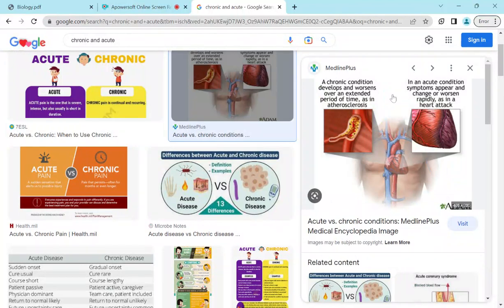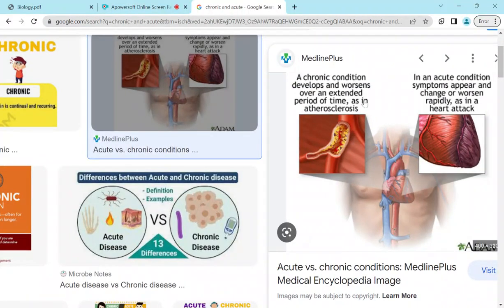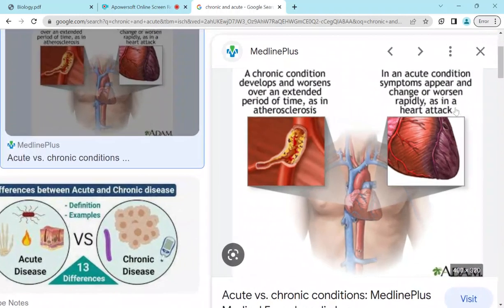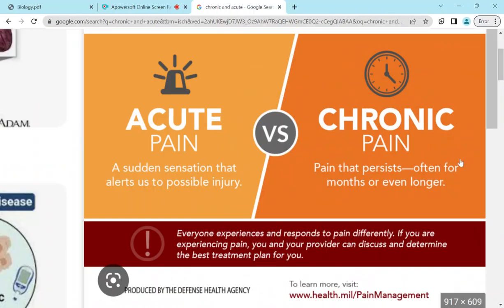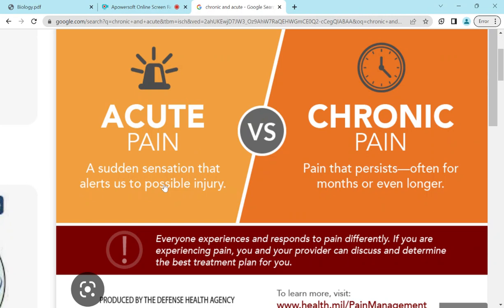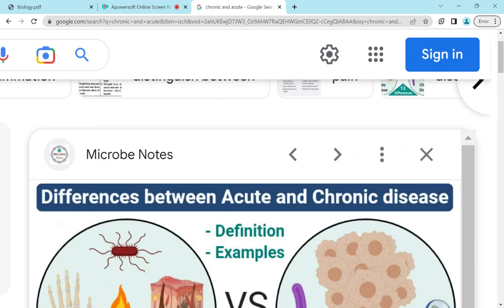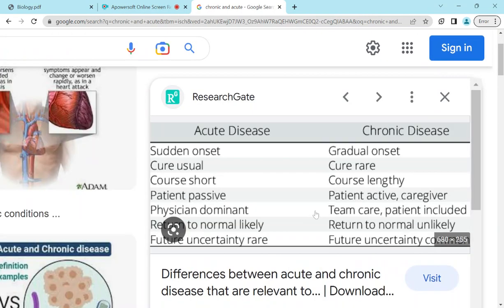So let's see. A chronic condition develops and worsens over an extended period of time, as in atherosclerosis, and in an acute condition, symptoms appear and change or worsen rapidly, as in a heart attack. So, acute pain is a sudden sensation that alerts us to possible injury. Chronic pain is pain that persists, often for months or even longer. So, yeah. Acute disease: sudden onset, usually it can be cured. Course is short. Patient is passive. Physician is dominant. Return to normal, likely.